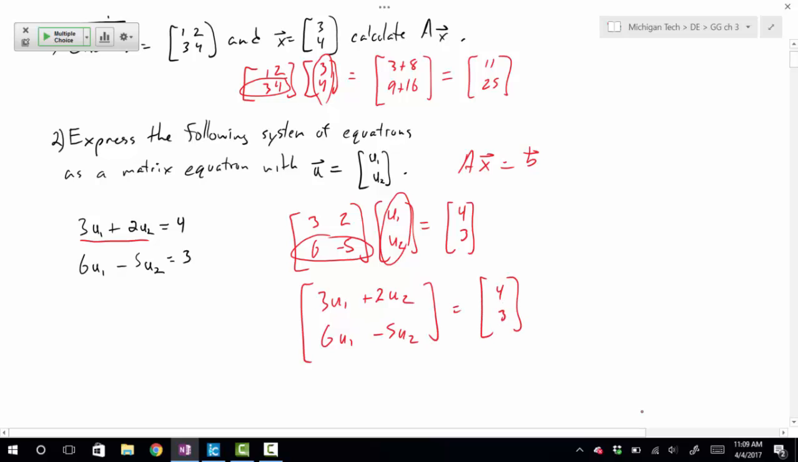And the idea is that two vectors here are equal if and only if their components are equal. So the first components have to equal each other. 3u1 plus 2u2 must equal 4. That's that first equation. And the second components have to equal each other. That's the second equation. So just that connection between the systems and the matrix equation. Okay, any questions there? I know linear algebra, previous semester probably rusty, but these are going to be important pieces. Any questions?